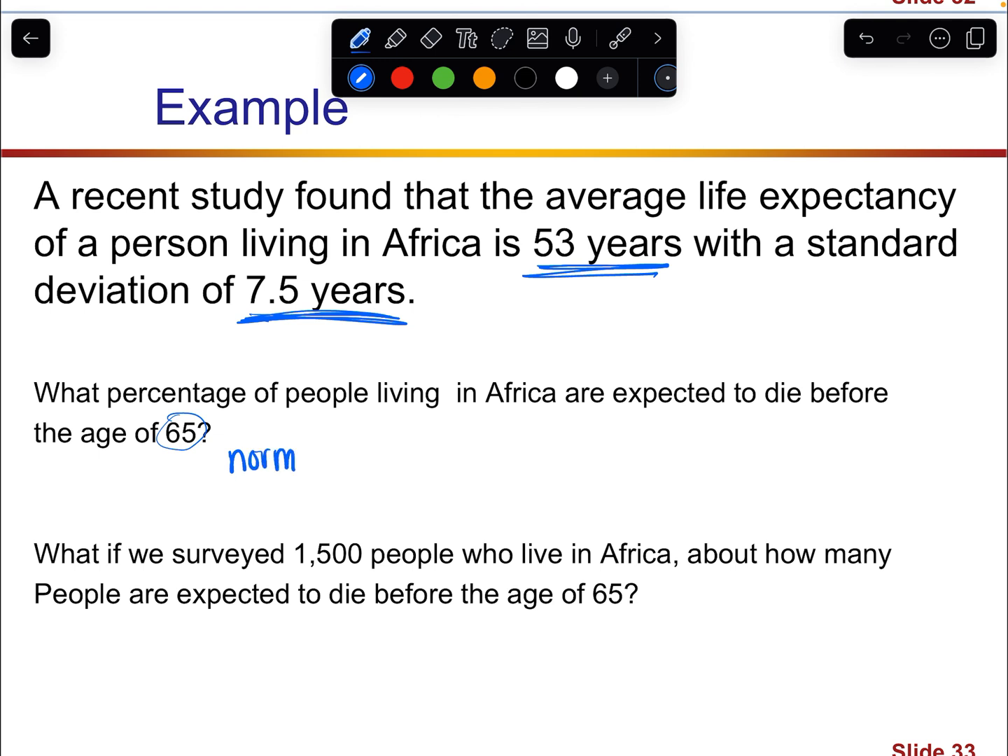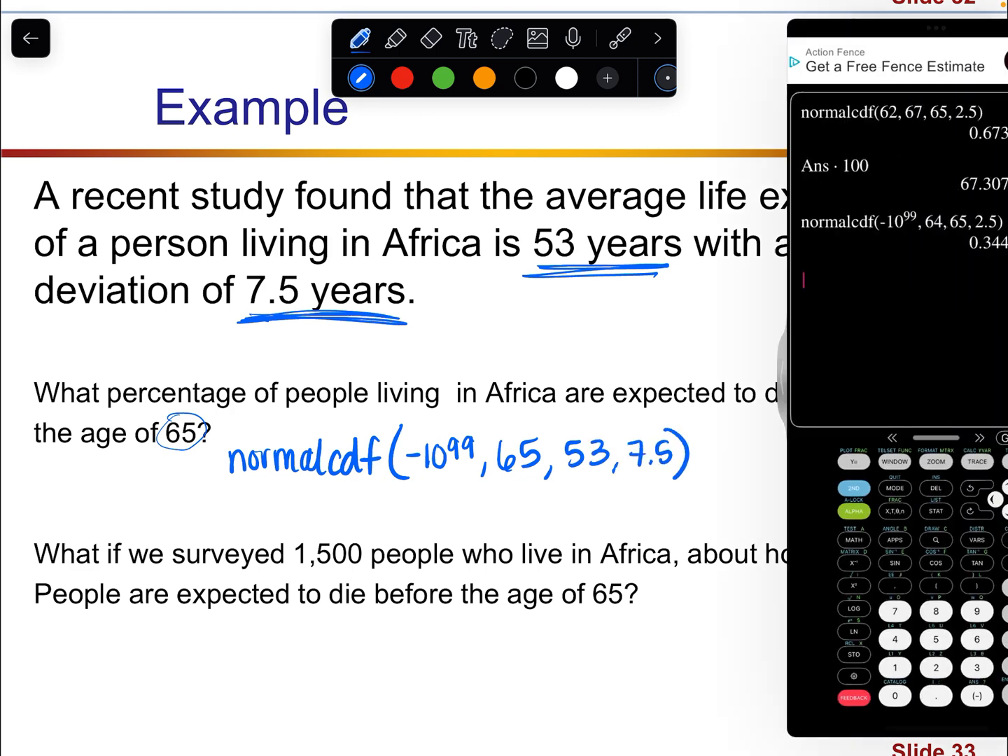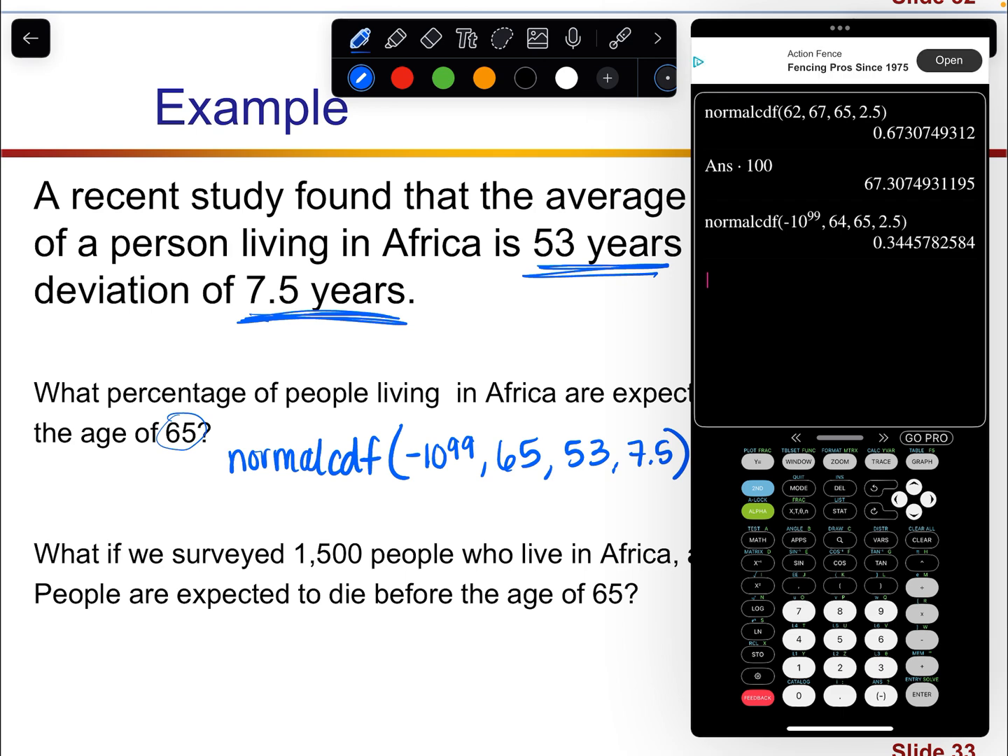We have normal CDF. And in this case, we do not have a lower limit, right? It says what percentage of people are going to die before the age of 65. So that means that our lower limit is going to be, again, negative 10 to the 99. Our upper limit is going to be 65. Our mean is going to be 53, and our standard deviation is 7.5. So I'm going to go ahead and use the one I used previously and just edit some of the numbers. So I have 65 here.